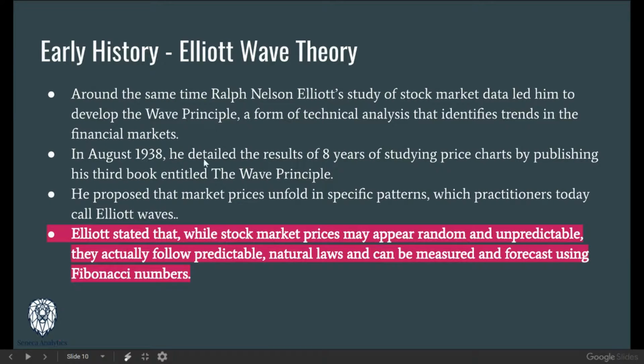So in August 1938, he detailed the result of 8 years of studying price charts by publishing his third book entitled The Wave Principle. So basically, Elliott spent 8 years studying price charts from the weekly or monthly or even yearly charts all the way down to the 15-minute or 30-minute charts, and he came up with what he called the wave principle. And in this, he proposed that market prices unfold in specific patterns which practitioners today call Elliott waves. He stated that while stock market prices may appear random and unpredictable, they actually follow predictable natural laws and can be measured and forecast using Fibonacci numbers.